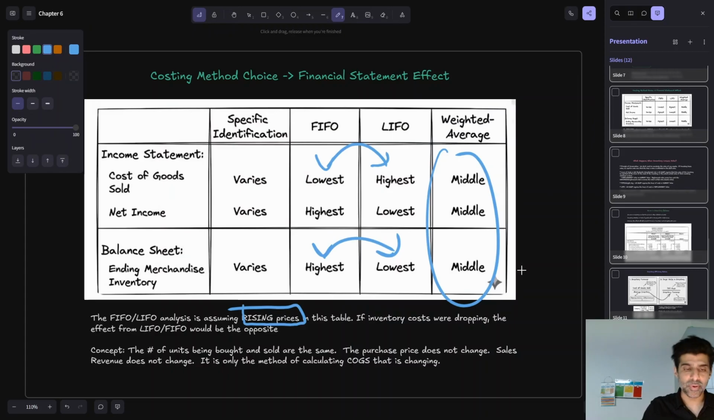Okay. So, if it's mixed, then you can't really say between FIFO and LIFO what's going to be the case. If you have a constantly fluctuating kind of inventory, then it's going to be unclear which one is going to result in higher or lower net income.